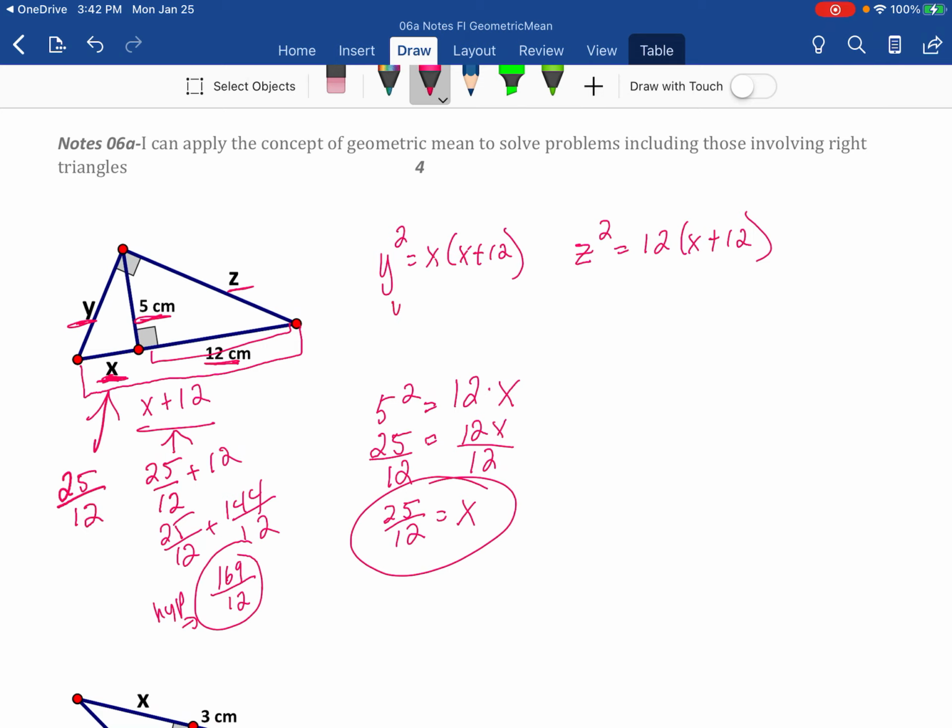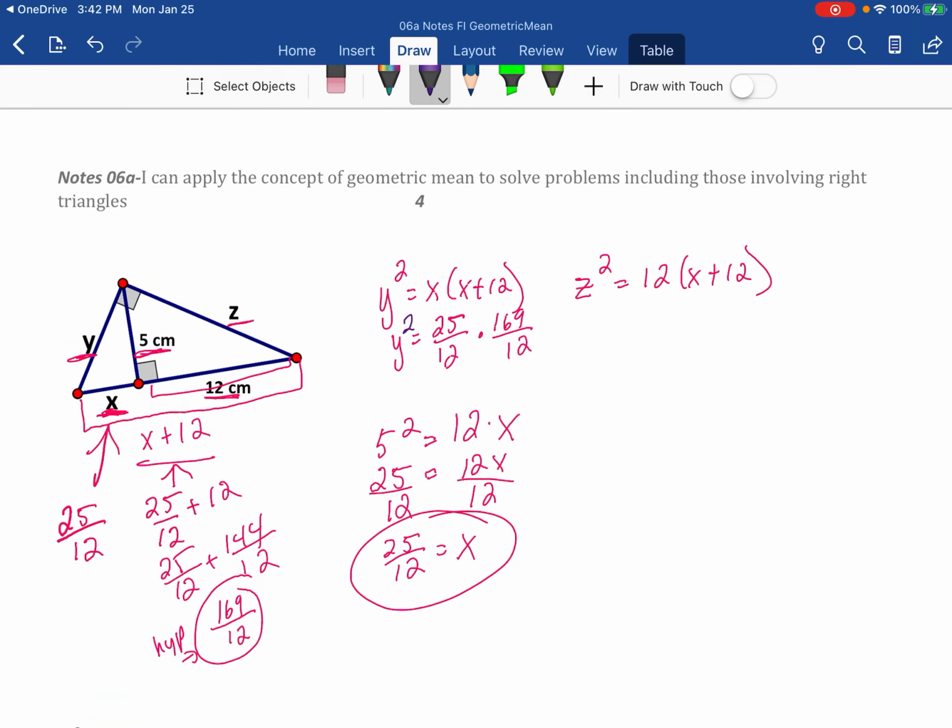Okay, so now I know my y squared, well, that's equal to my x, which was 25 twelfths, times my whole hypotenuse, which is 169 twelfths. I'm sorry, I don't want to forget my y squared. I know y squared is equal to 25 times 169 over 144. I'm anticipating, because I have this squared here and I have to take the square root, I'm actually not going to multiply those out, because both of those are perfect squares.